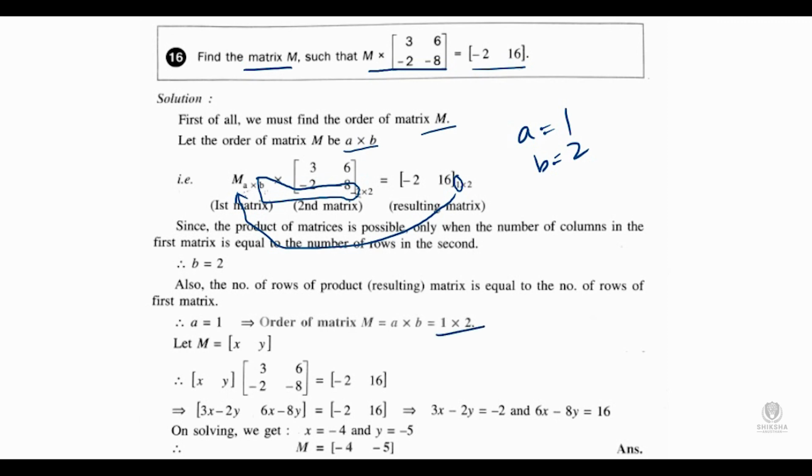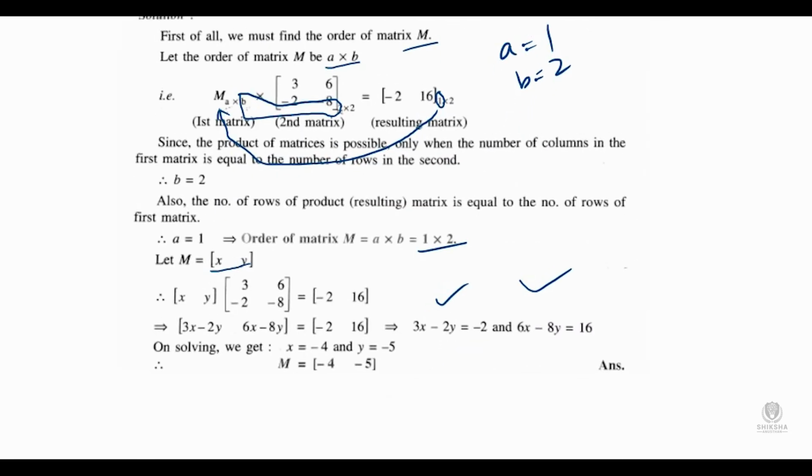Now, as we know the order, we can place some variables in the same order. So we place x, y in the same order as 1 by 2, and on multiplying we get two equations, and on solving we get the values of x and y, and so the values of matrix M. I hope this was clear. I tried to cover all the parts of matrices.